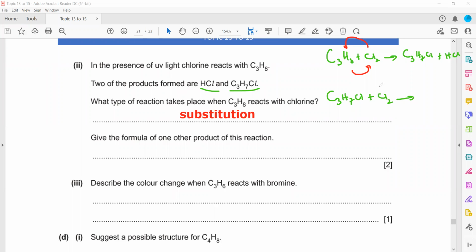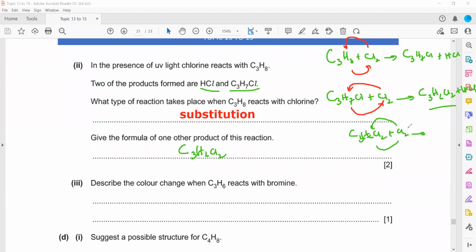So what might be a second product? Chlorine will take the position of a hydrogen. So another product might be C3H6Cl2 plus HCl. So for the formula of one other product of this reaction, that can be C3H6Cl2. And this will continue: C3H6Cl2 plus again Cl2, one chlorine enters, one hydrogen leaves. So it will produce C3H5Cl3 plus HCl. So you can write any of them.